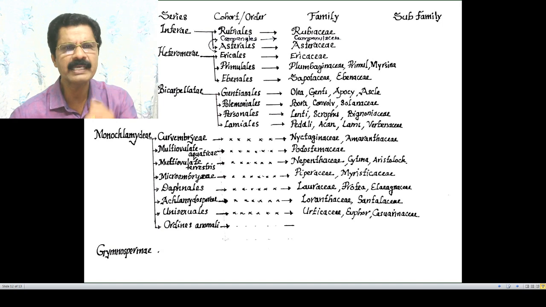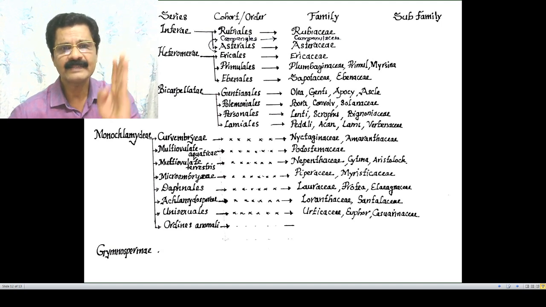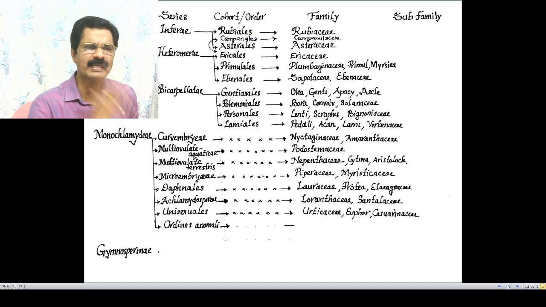These are all the families that come under Gentianales. Polemoniales: Boraginaceae, Convolvulaceae, Solanaceae. Personales: Scrophulariaceae, Bignoniaceae. Then Lamiales: Pedaliaceae, Acanthaceae, Lamiaceae, Verbenaceae. Those are the families that come under Lamiales. That is the subclass Gamopetalae.